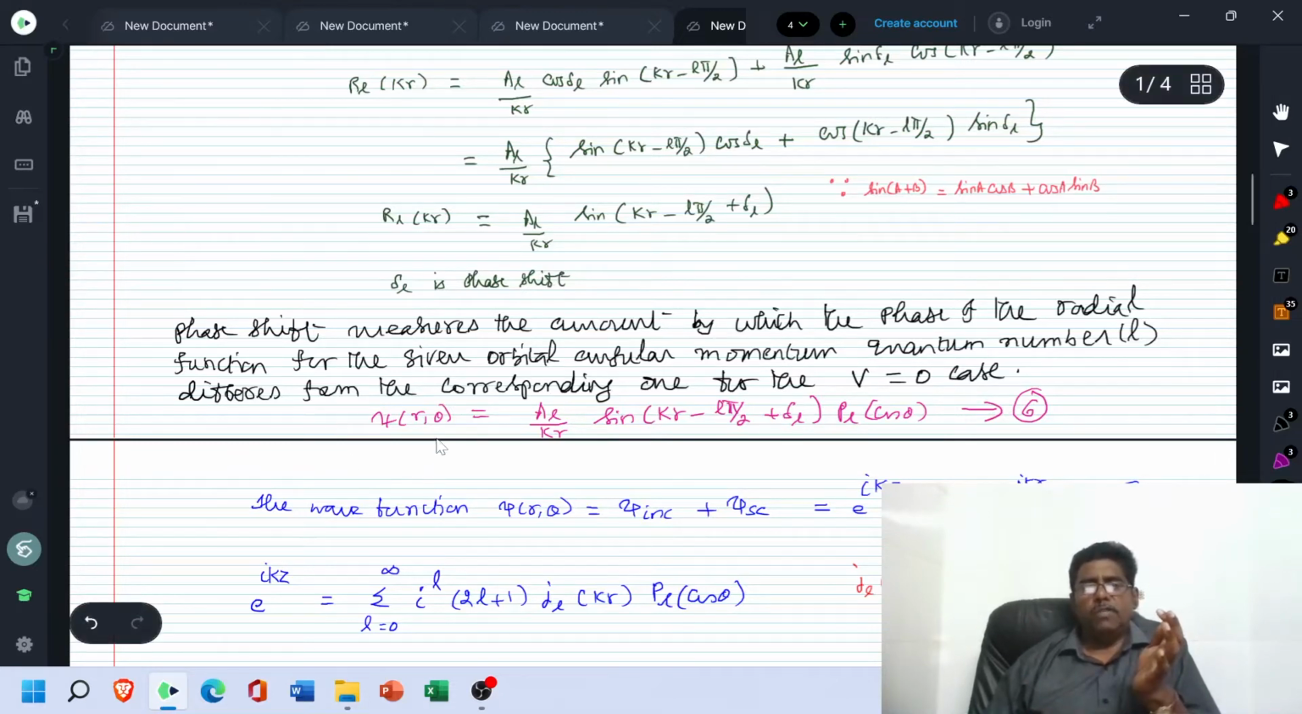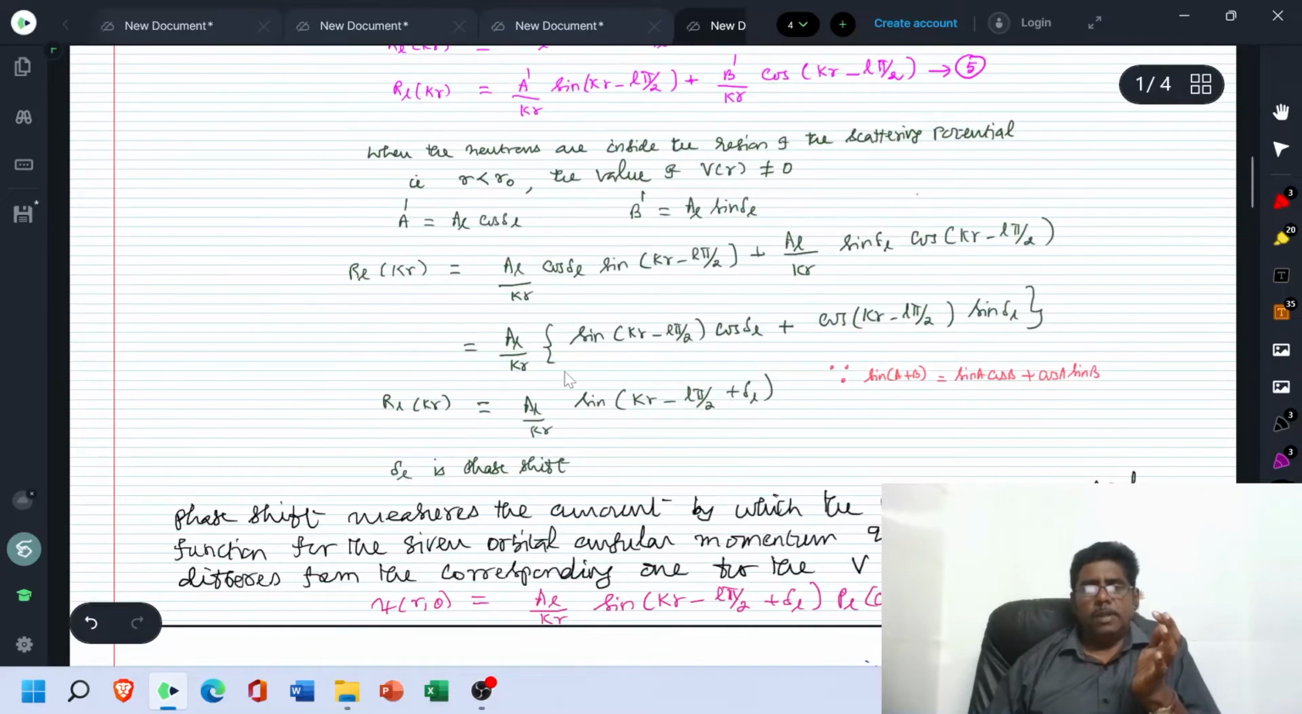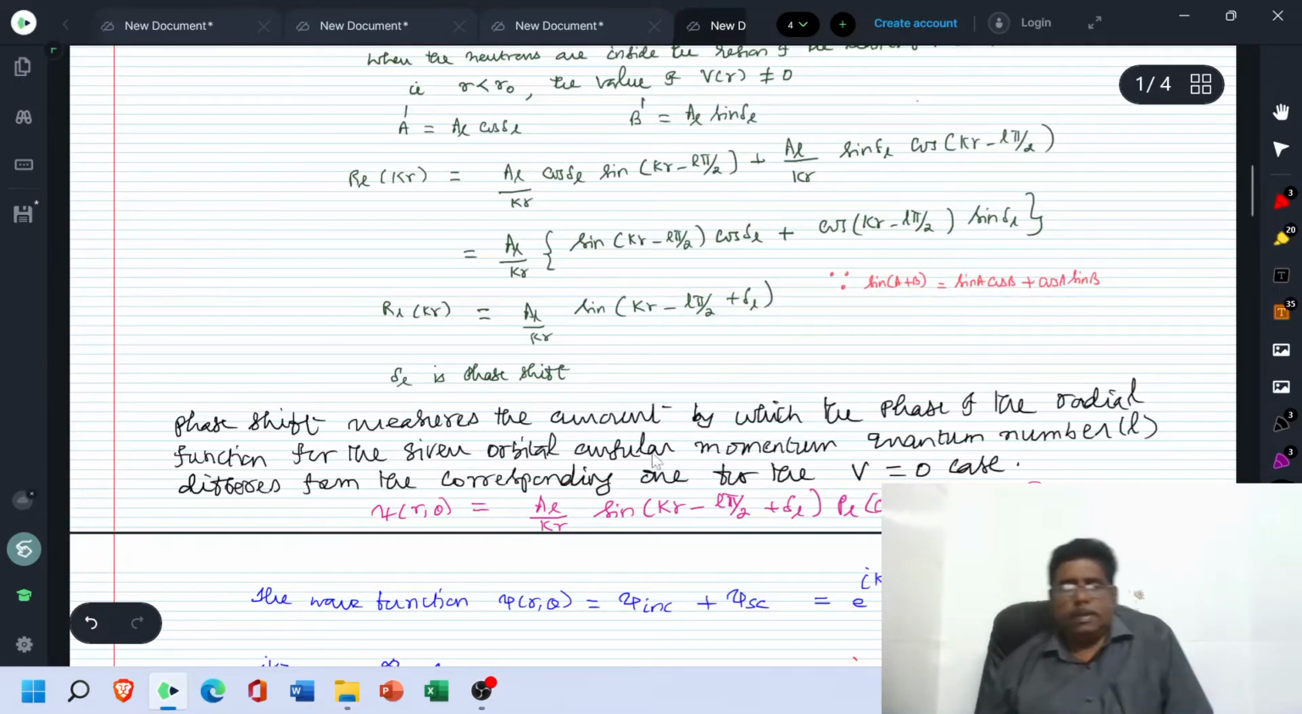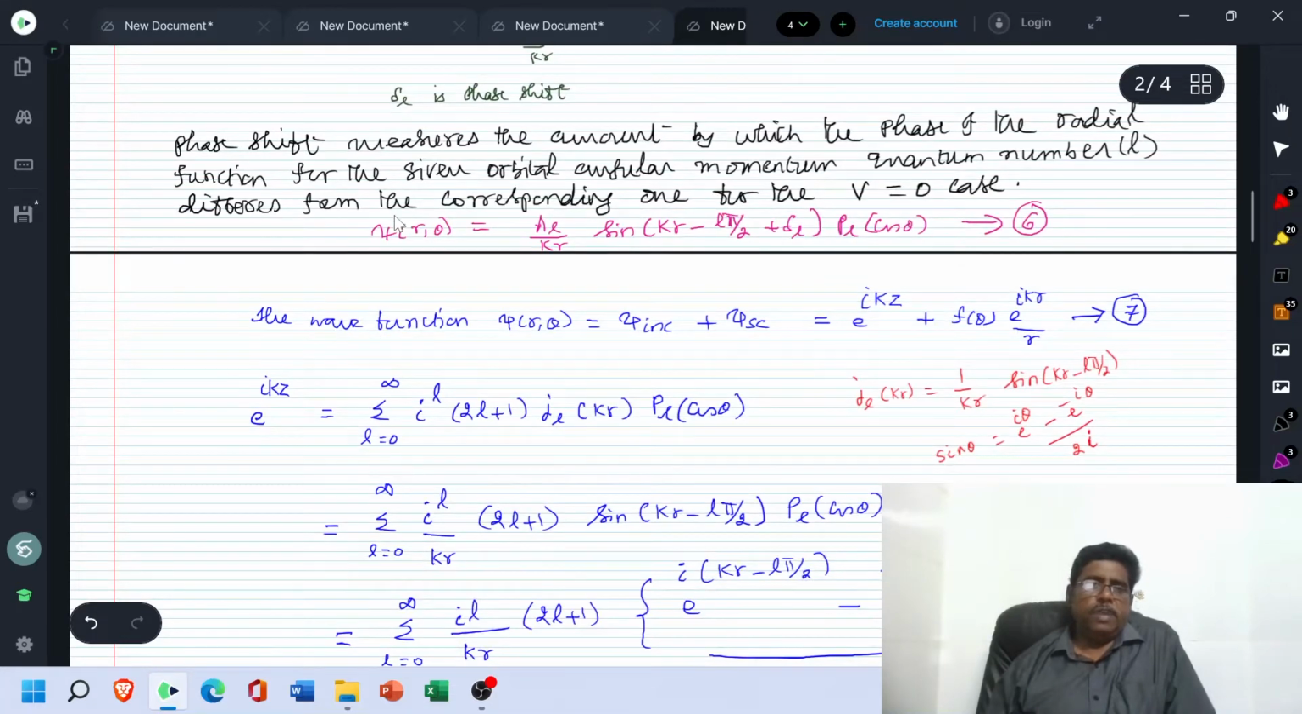Now the wave function ψ(r, θ) is equal to the value of R_L(r) into P_L(cos θ), that is A_L by kr sin(kr − Lπ/2 + δ_L) into P_L(cos θ). But the wave function ψ(r, θ) is expressed in terms of two factors. One is the incident wave and another one is the scattered wave. In this case, the incident wave is a plane wave. e^(ikz) is our plane wave. Then the scattered wave is given by the formula f(θ) into e^(ikr) by r. Here f(θ) is the scattering amplitude.